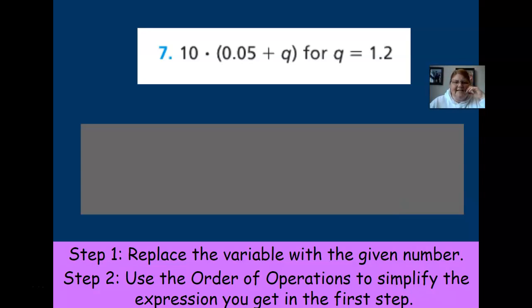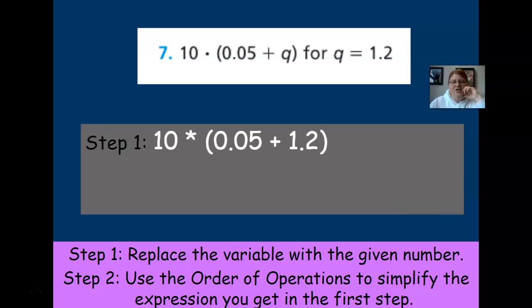Okay, next example. 10 times the sum of 5/100 plus q. Okay, I want you to practice reading it that way so that you're remembering how to put it into words. So 10 times the sum of 5/100ths plus q. Okay, so go ahead and pause the video and solve this expression. Okay, this is what it should look like. Because q is 1 2/10, you should have added those together first and then multiplied by 10. So you should have gotten 12 5/10.